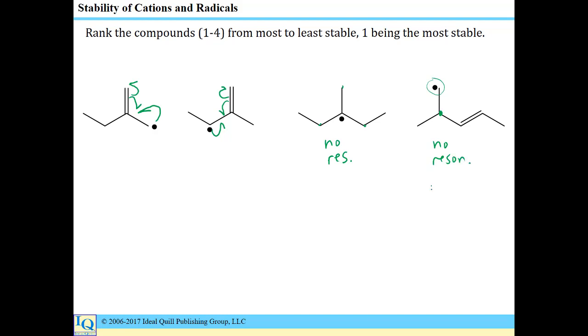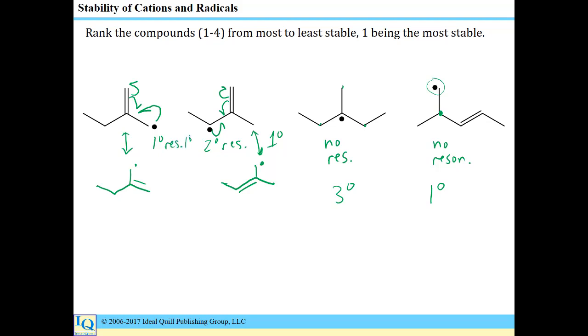And now we can fill in the aspects of the species: primary, secondary. This is a secondary radical that has resonance to the additional resonance contributor. Looks like this, where it becomes primary. So secondary with resonance to primary. This is primary with resonance to the other resonance contributor, which is also primary.